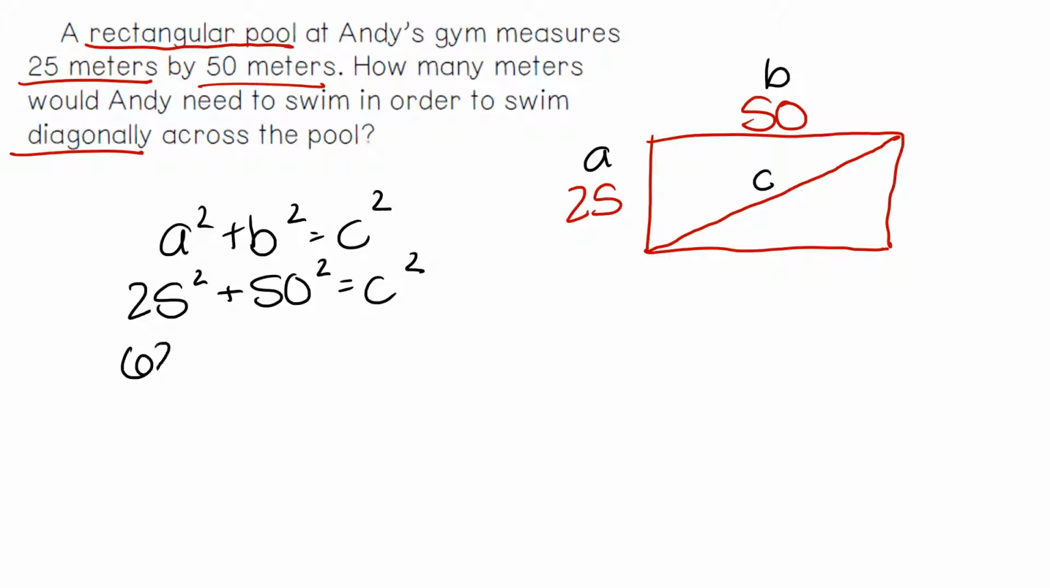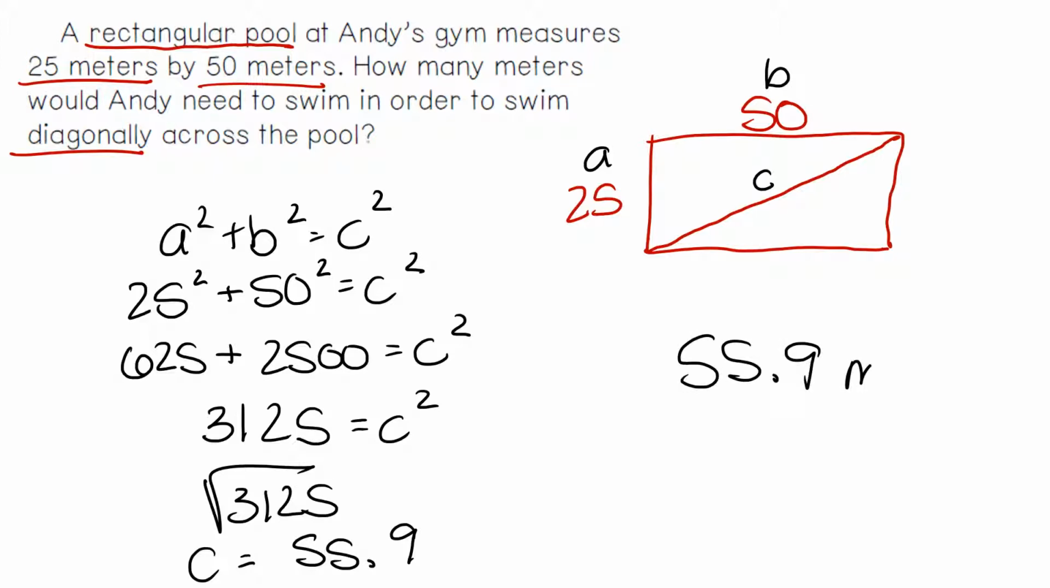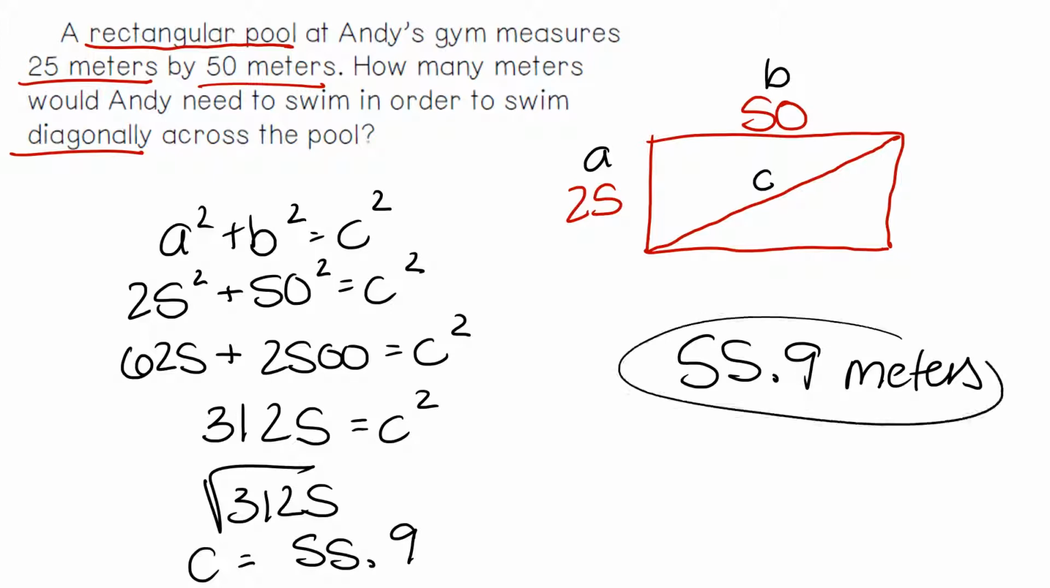25 squared is going to give us 625. 50 squared is going to give us 2,500. Add those together is 3125. Remember, the last step of the Pythagorean theorem is to take the square root. And we get an answer of 55.9. So our diagonal line is 55.9 meters. We're talking about meters in this problem.